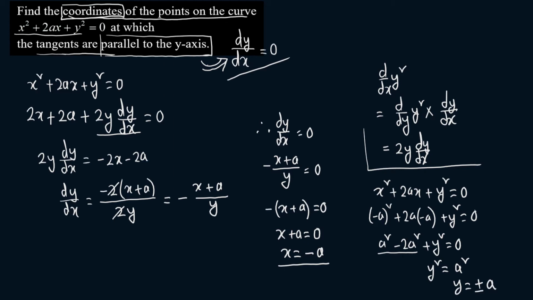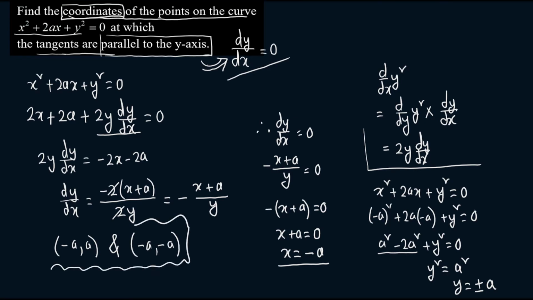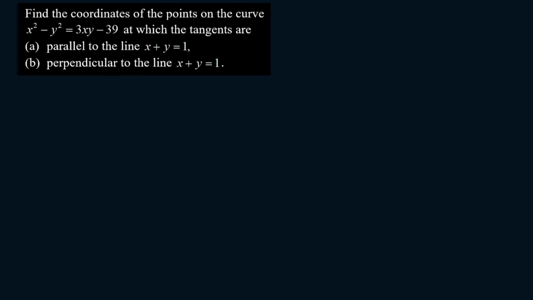So for the value of x which is negative a, we can write one coordinate as minus a comma positive a, and another coordinate minus a comma minus a. So this is our answer to this question. Another question: find the coordinates of the points on the curve, this expression, at which the tangents are parallel to this line, and another part asks perpendicular to this line.